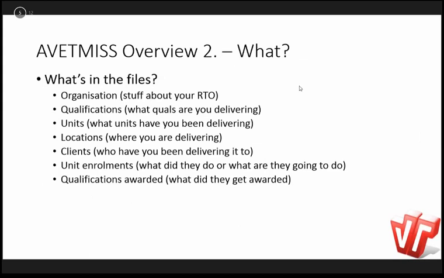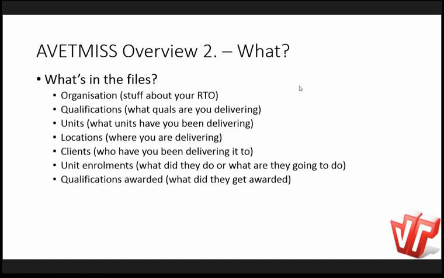The what, what's in it? Well, really it's fairly simple. It's stuff about you, your RTO number. Depending on the state you're in, it could be a slightly different number, but usually it has your training.gov RTO ID. It's got the qualifications, if you are delivering qualifications, and you don't have to have a qualification. It's certainly going to have units, the things you're doing, the locations, so where you're delivering it, which can be a number of places. And just a note there, within the national reporting, you can have locations from multiple states, so it all goes in together if you're doing national reporting.